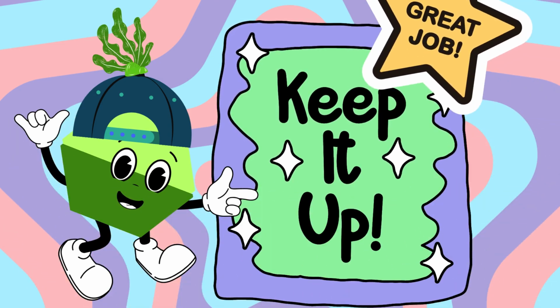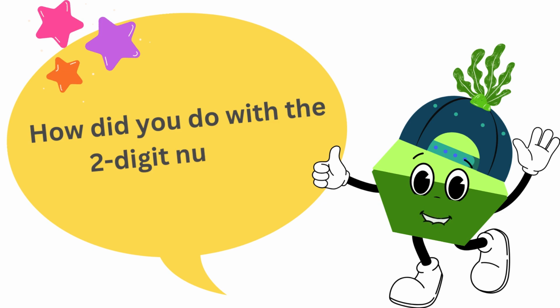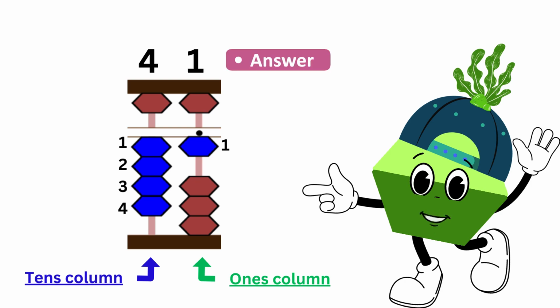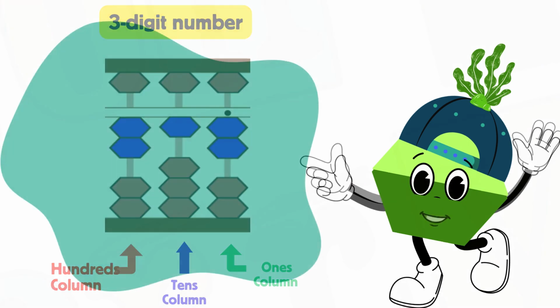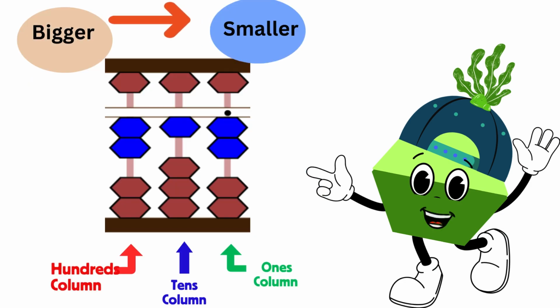Fantastic work! How did you do with the 2-digit number problems? Just count the beads in each column and you'll get the answer. Now, let's review 3-digit numbers together. Don't worry, even though the numbers get bigger, you'll read the abacus just like you did for single and 2-digit numbers.